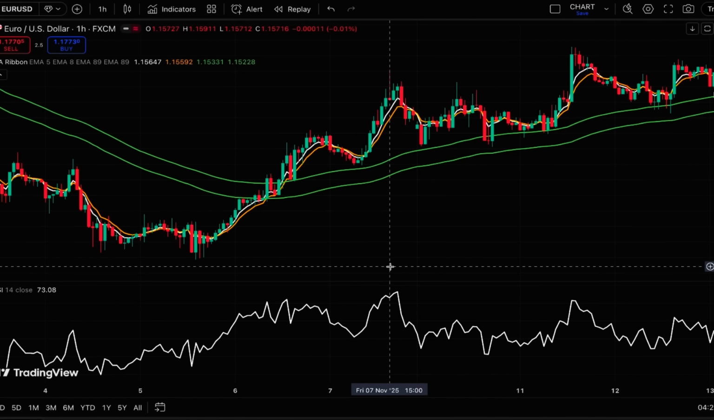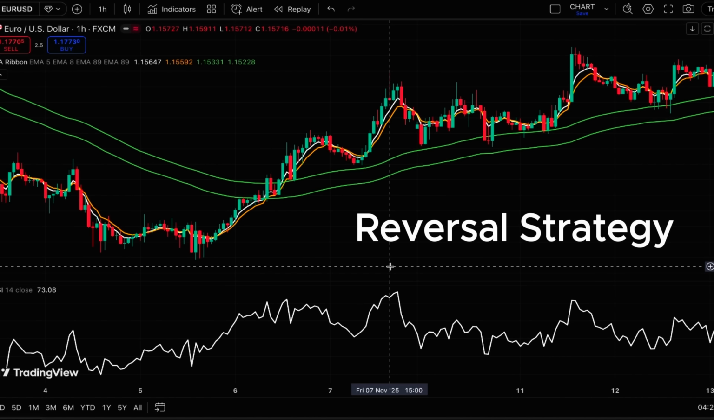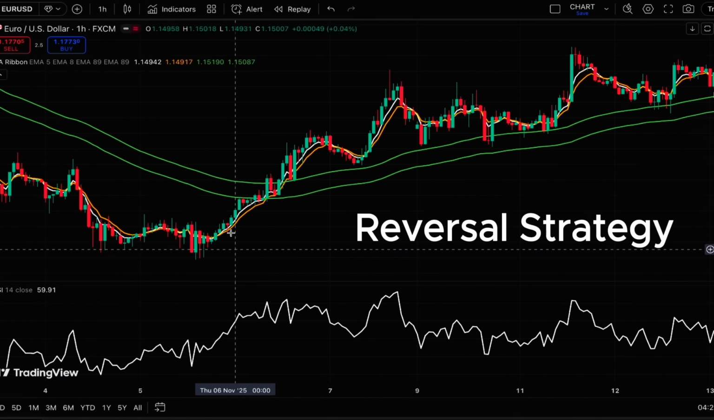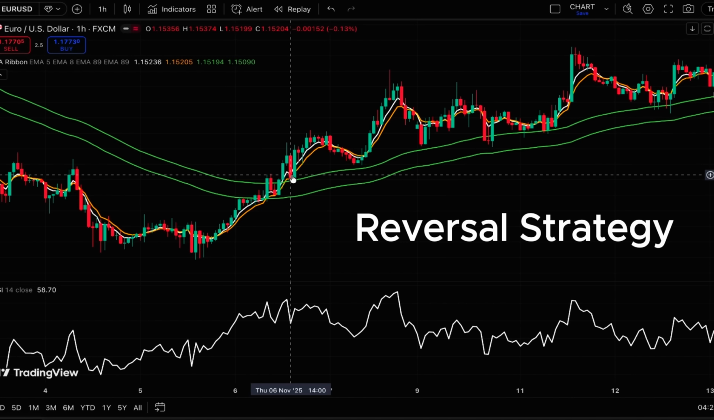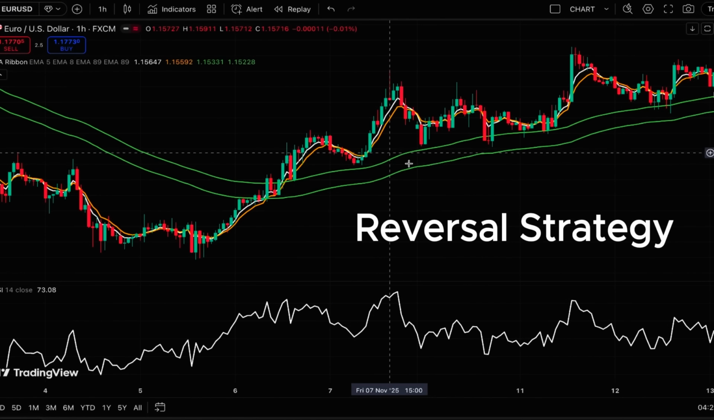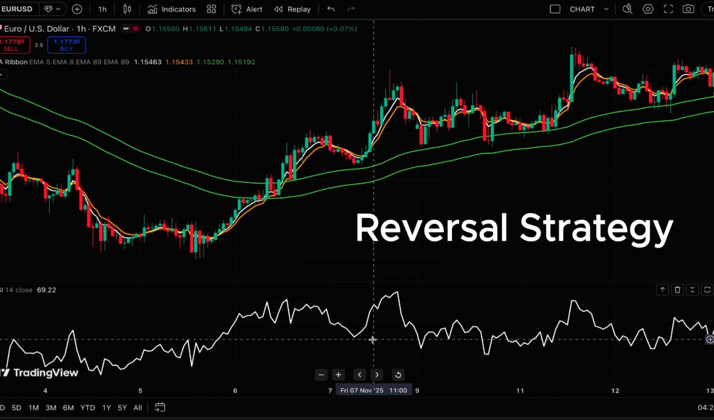Alright, this trading strategy is a reversal strategy, which means that we want to find the reversal points of the market where one trend is ending and another trend is forming, and we want to find a low risk trading opportunity to enter a trade when a reversal is really happening in the market. And we're going to use these 4 exponential moving averages and this RSI for this purpose.